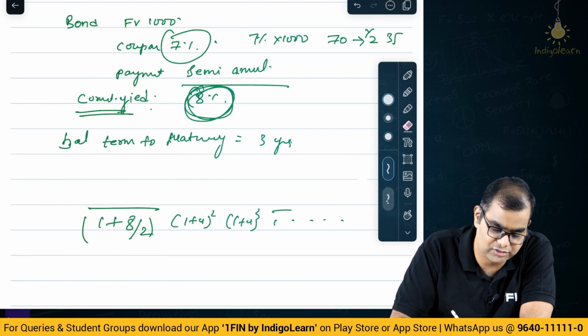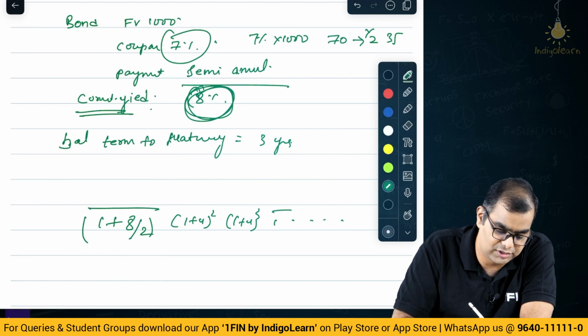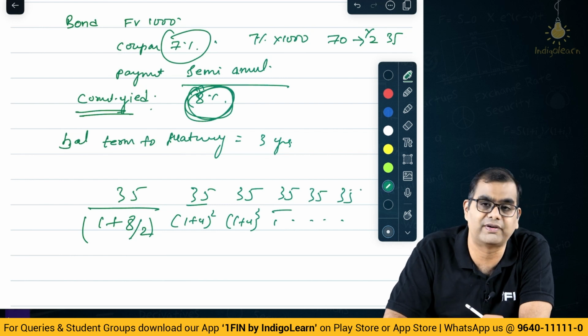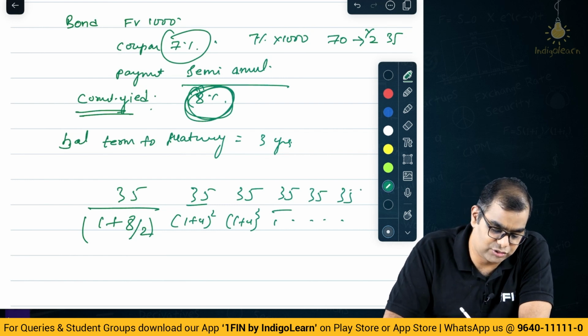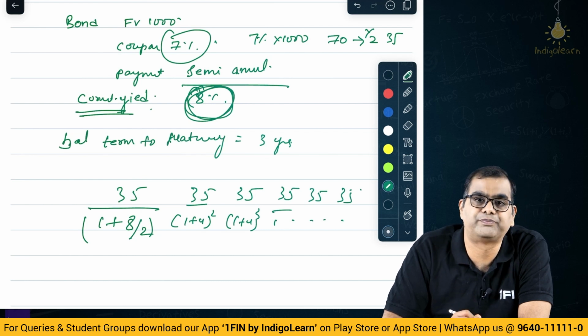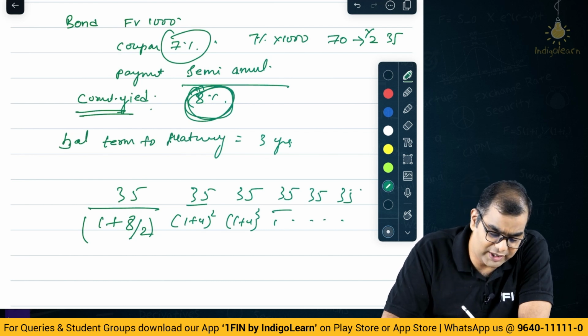So, 35, 35, 35, 35, 35, 35. The coupon is 35 bucks. That 35 bucks you bring to present value by dividing it by 1 plus yield by the number of coupon payments per year. That is how you actually compute the price.